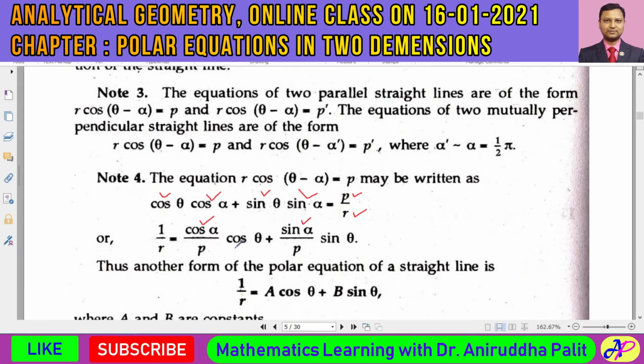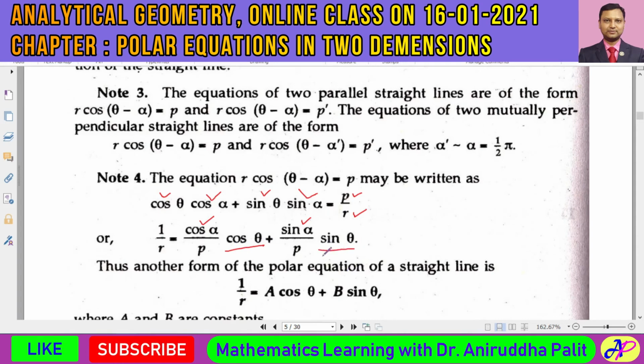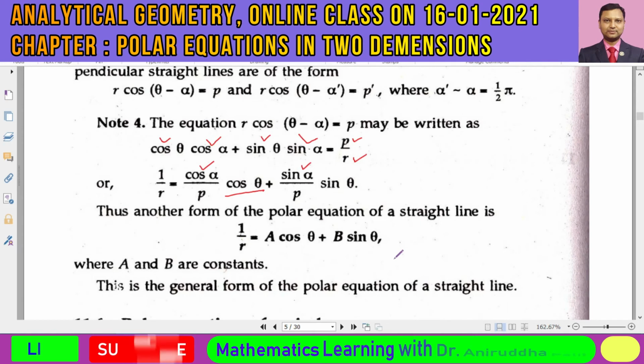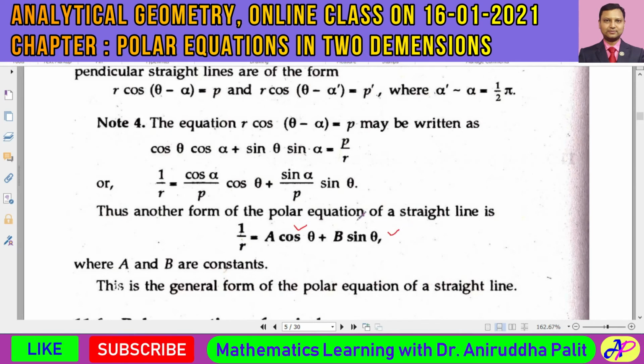So cos alpha divided by p into cos theta plus sin alpha divided by p into sin theta. So ultimately this equation can also be written in this way, that 1 by r is equal to A cos theta plus B sin theta. Here these two quantities, capital A and capital B, are two arbitrary constants.